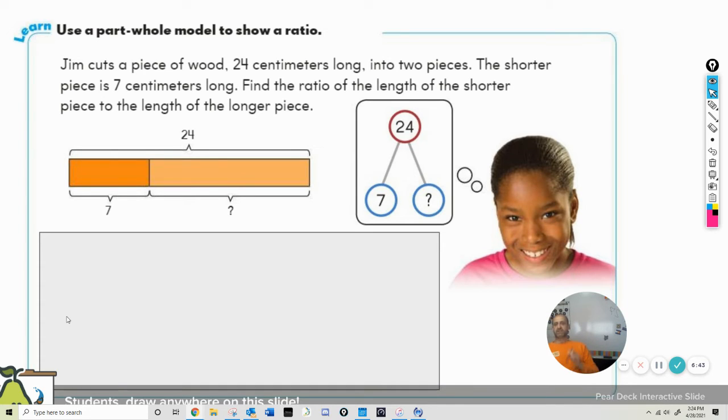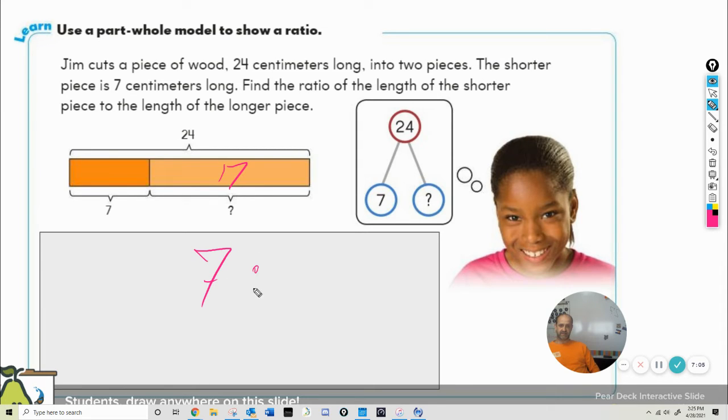Okay, didn't pause. Jim cuts a piece of wood 24 centimeters long in 2 pieces. The shorter piece is 7 meters long. Find the ratio of the length of the shorter piece to the length of the longer piece. Well, if the shorter piece is 7, how much is the longer piece? Not 24, it's 2 pieces now. This is going to be 17. So the ratio of the length of the shorter to the longer is 7 to, having fun with my 7s today, 17. Okay?